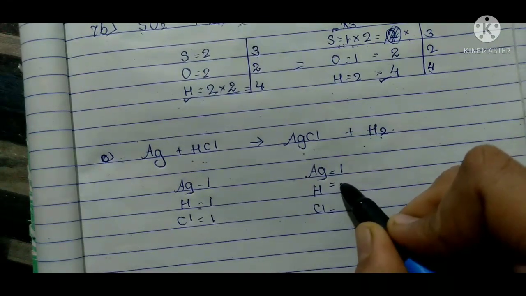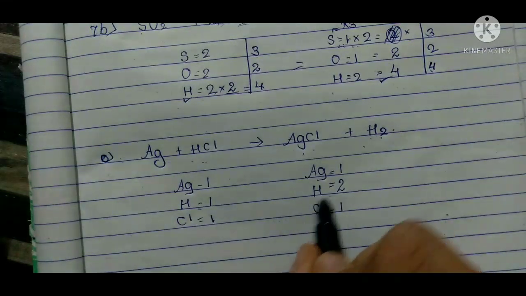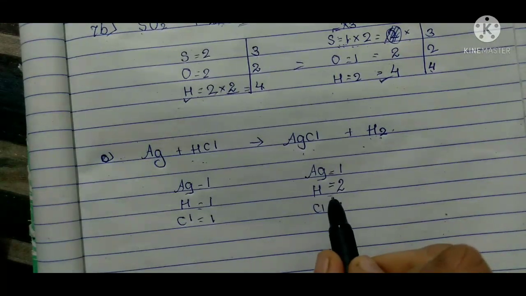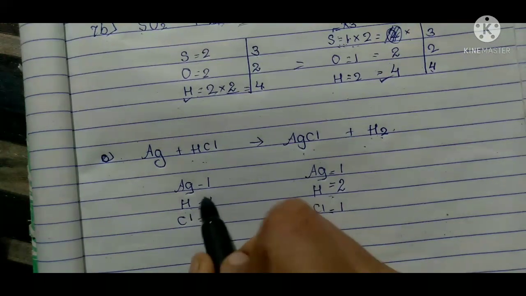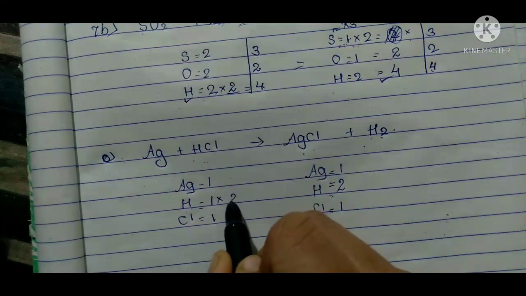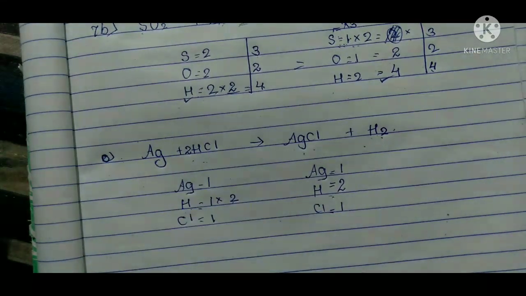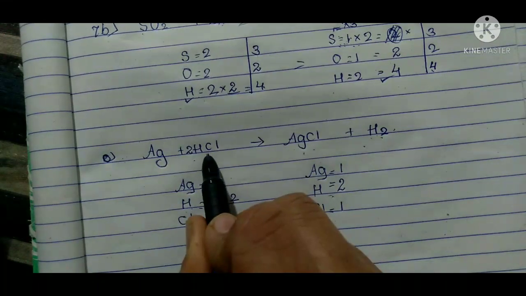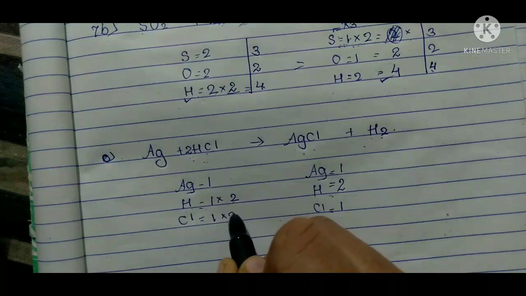Here Ag 1, hydrogen is 2, chlorine is 1. Hydrogen is not balanced. Here hydrogen is 2, here hydrogen is 1. So I have to increase 1 hydrogen in the reactant. So 1 multiplied by 2. Where will I write this 2? I will write 2 over here. So automatically what changed? Chlorine also changed. So chlorine is 2 now.